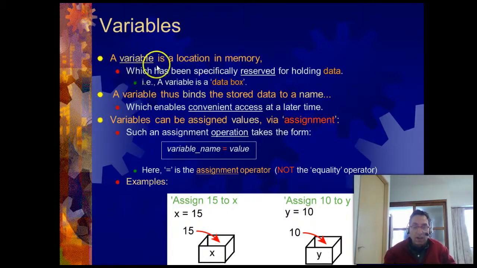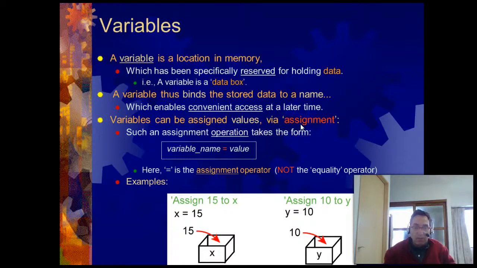So a variable we can say is a location in the memory which has been specifically reserved for holding data, i.e. we can say that a variable is like a little box that contains the data. A variable thus binds the stored data to a name. Okay, so a variable binds the stored data to a particular name, which enables convenient access at a later time. Variables can be assigned values via assignment.